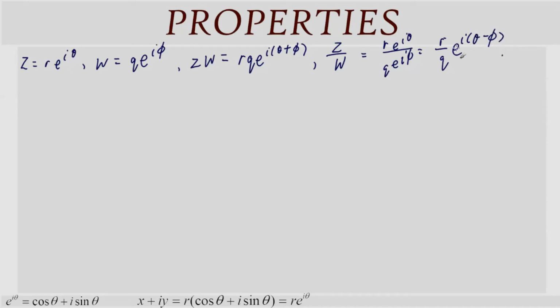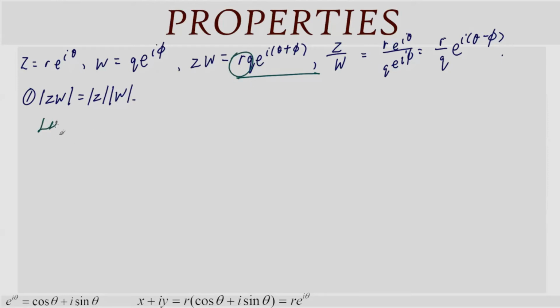R over q is its modulus, and we have theta minus phi as its argument. The number over here is always a complex number's modulus, and the number over here is always its argument. So the first proof is about the product of complex numbers. The modulus of zw is equal to the modulus of z times the modulus of w. Now this is really self-explanatory because the modulus of zw is the distance of this complex number from the origin, and that's rq.